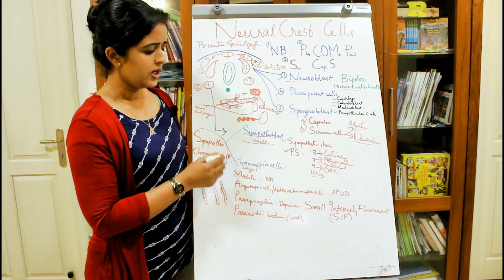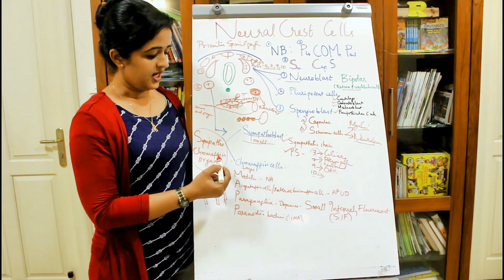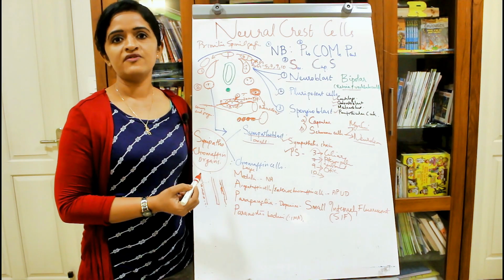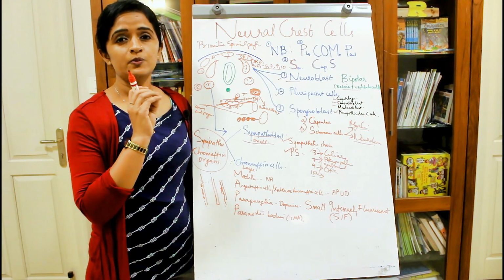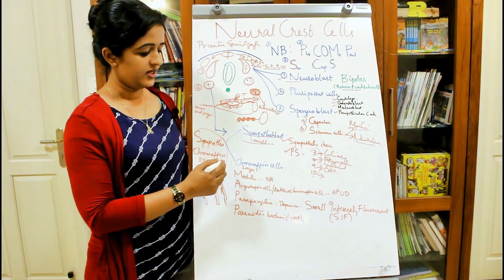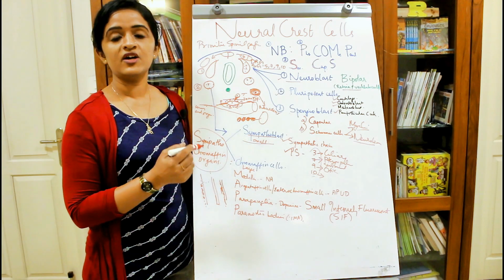Now the next group, the larger cells. Smaller cells are the sympathoblasts, and the larger cells of the sympathochromaffin organ you call chromaffin cells. Chromaffin cells are called so because they have brownish granules which are stained with chromic salt. That is why they are known as chromaffin cells. So where are they seen?